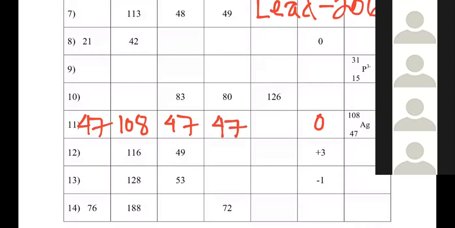So then all I have left is the neutrons, which we get from subtracting the atomic number from the mass number. So 108 minus 47. That's 61. Wait, is it 61? Yeah, 61. So that's that one.